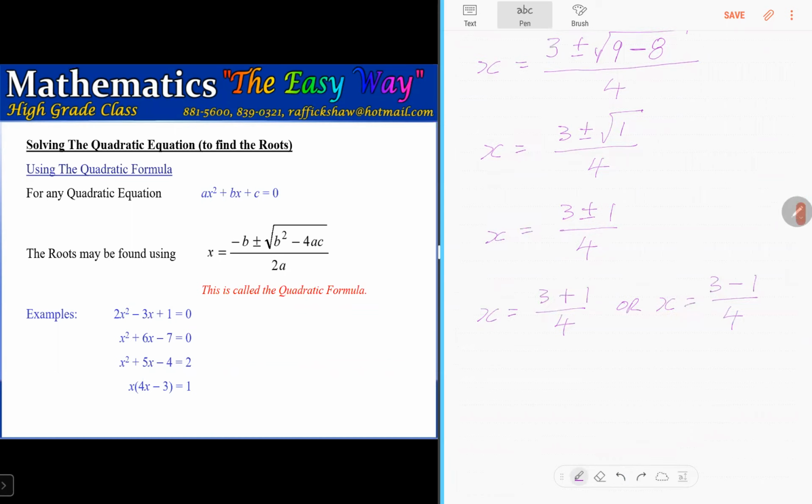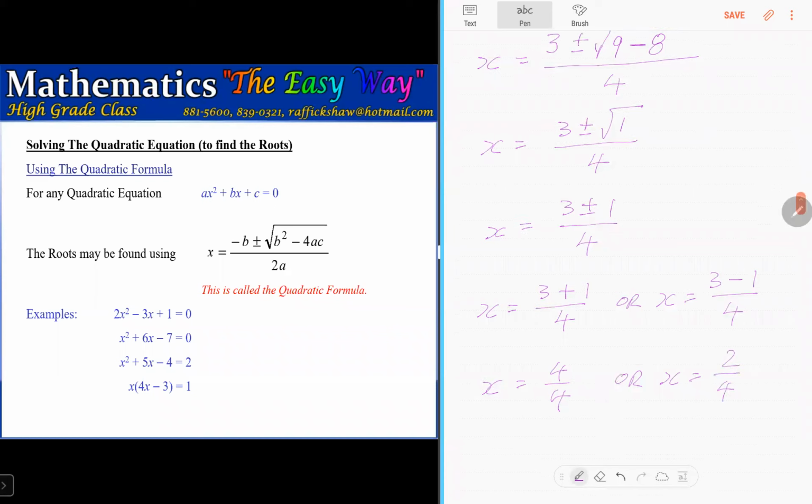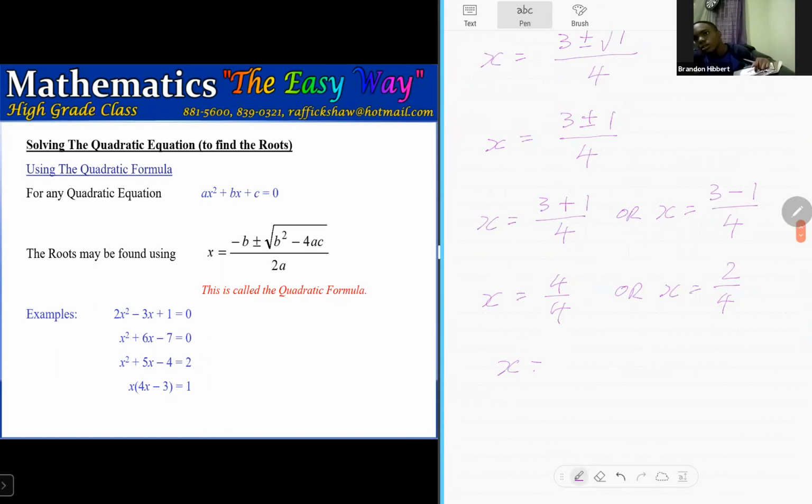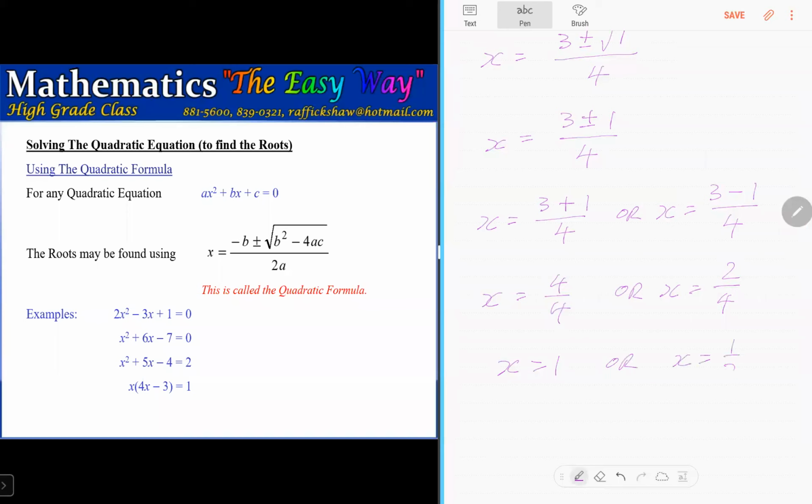And so the first one comes to 4 over 4, or the second one comes to 2 over 4. 4 over 4 is 1, or that one is half. So those are your two roots. One root is a half, and one root is 1.